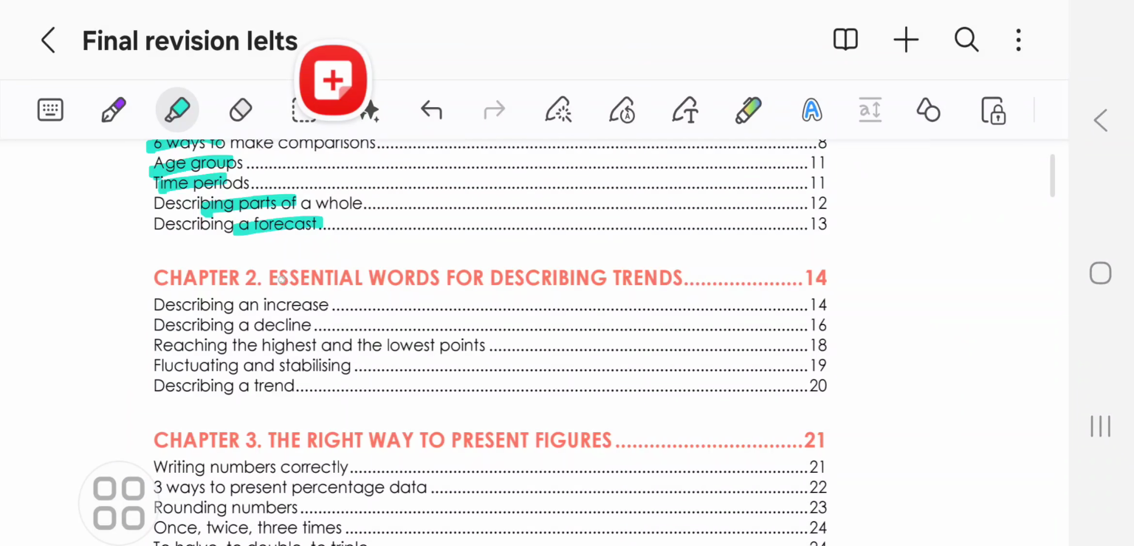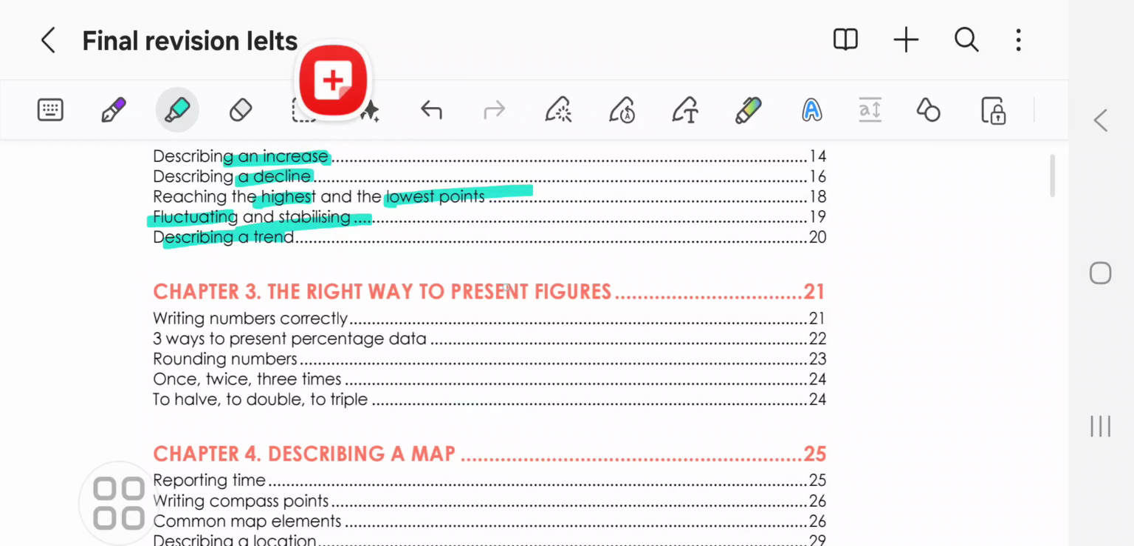Then we're going to talk about some essential words for describing the trends. Okay, it will be increase, decrease, and then highest and lowest point, fluctuating, stabilizing, and trend. And then the right way to present the figures, because that's also important. Okay, writing the numbers. Please remember one thing, whatever we are studying is not only for task 1, it will be used somewhere in speaking part 3. This will be used in the writing task also, so just keep that in mind.